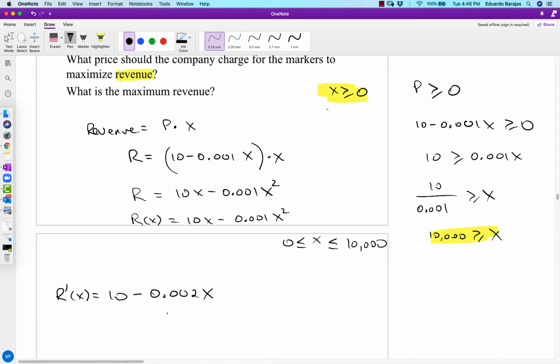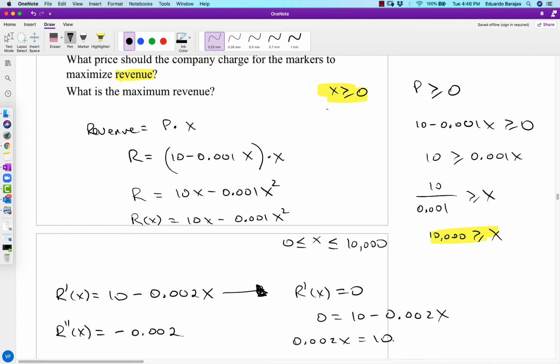And as long as I'm at it, I might as well take the second derivative. Second derivative of R is going to be equal to negative 0.002. Okay, so now focusing on that first derivative, let's find the partition points. So we're going to set it equal to 0. R prime of x, set it equal to 0. So 0 equals 10 minus 0.002x.